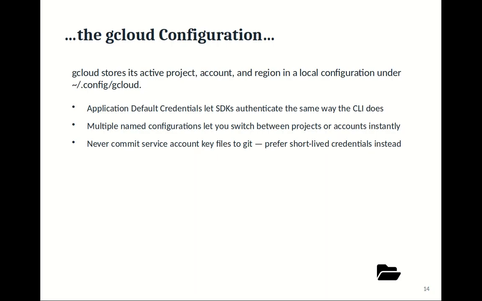The gcloud configuration. gcloud stores its active project, account, and region in a local configuration under .config/gcloud within the user's home folder. Application default credentials let SDKs authenticate the same way the CLI does. Multiple named configurations let you switch between projects or accounts instantly. Never commit service account key files to Git. Prefer short-lived credentials instead.